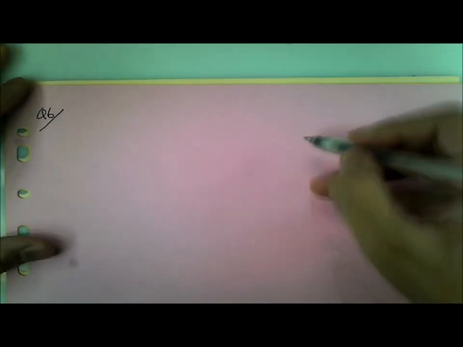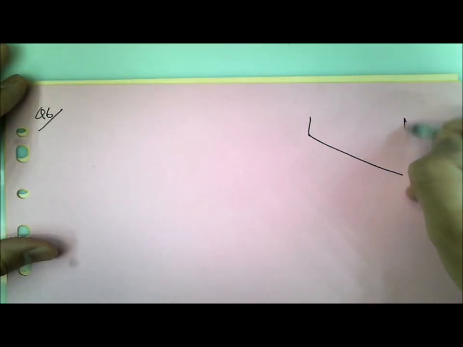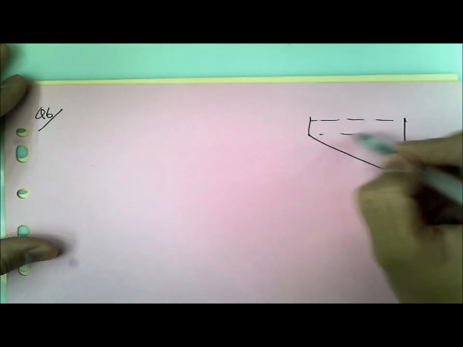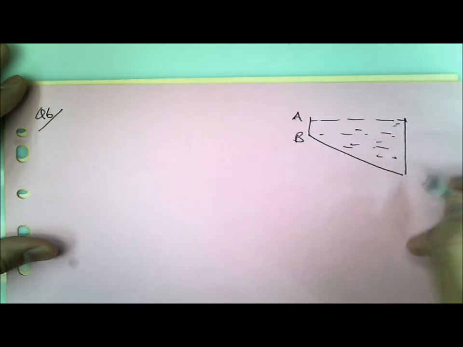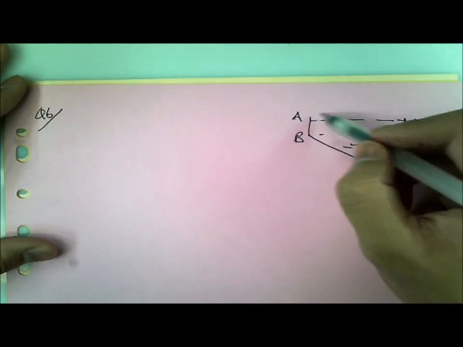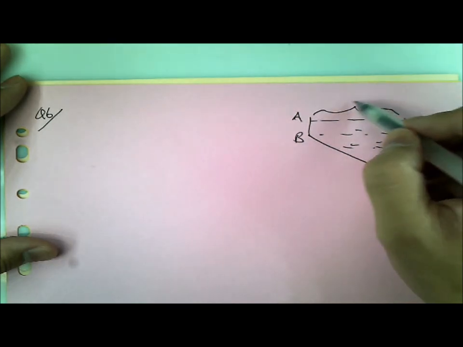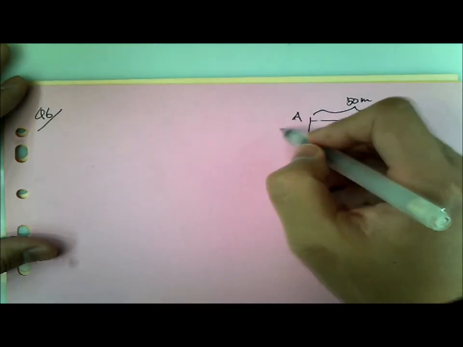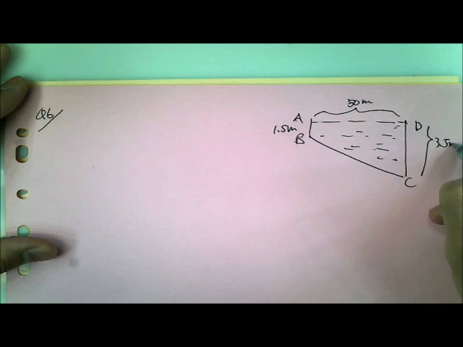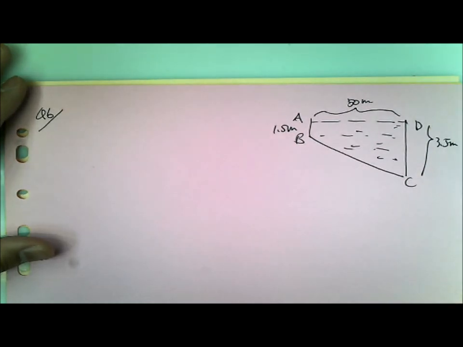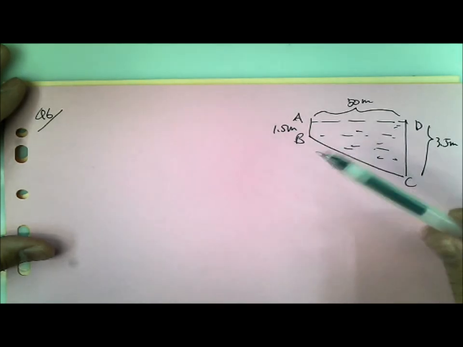Let's go to question 6. The figure will be like this. Some water inside, and then this is A, B, C, D. Here is 50 m, and then this is 1.5 m. This is 3.5 m. So the figure shows the cross section of a swimming pool. Find the inclination of the bottom of the swimming pool. So the inclination of this.